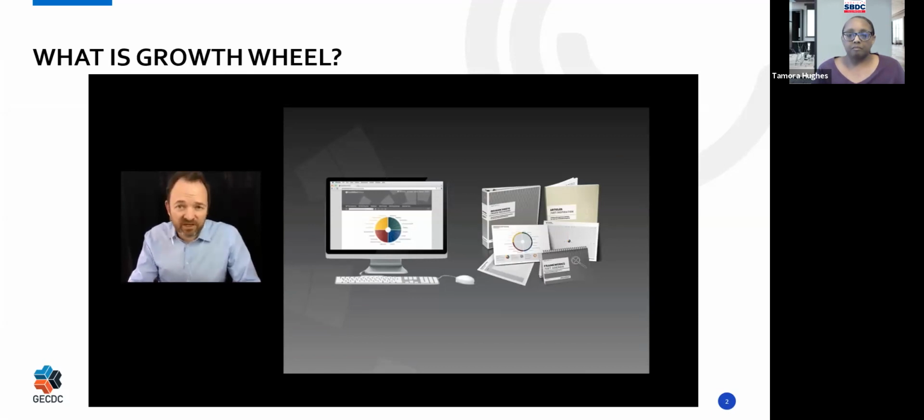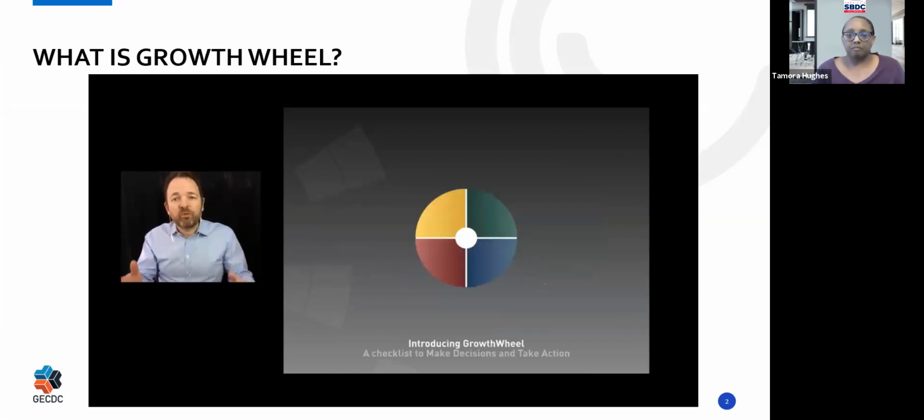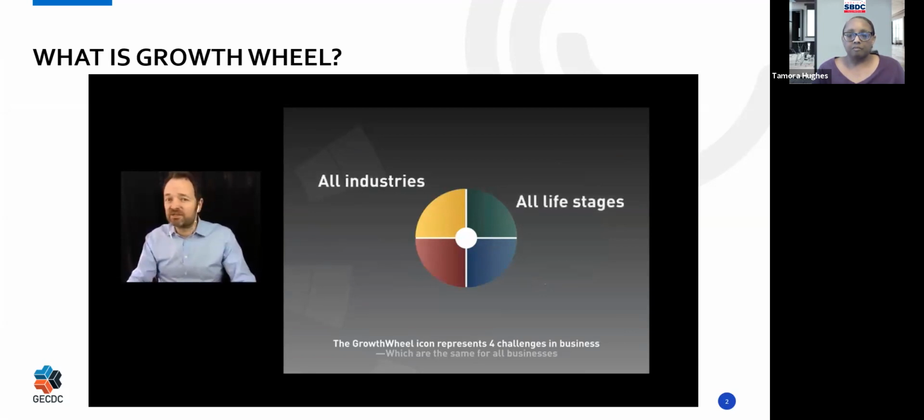You use it when you have conversations about business with your management team, with your staff, or maybe with your business advisor. Growth Wheel is a visual way you can look at your business, and the four colors you see represent four challenges that you have in your business. These challenges are really the same for all businesses in all industries, in all life stages, and whether your business is a one-person business or has 100 employees.